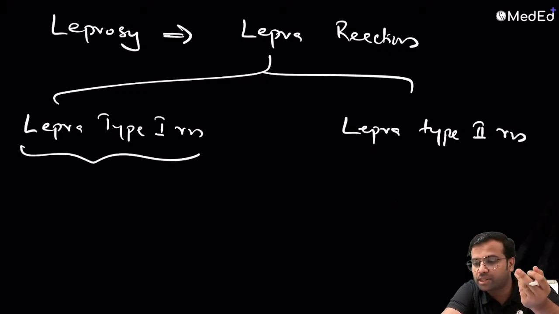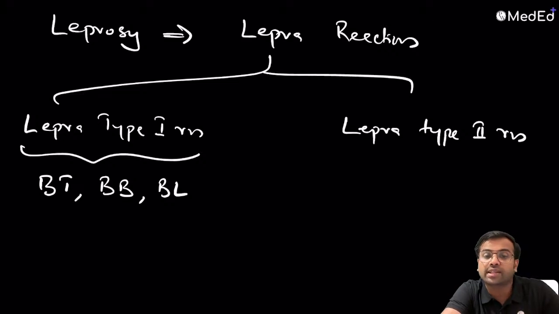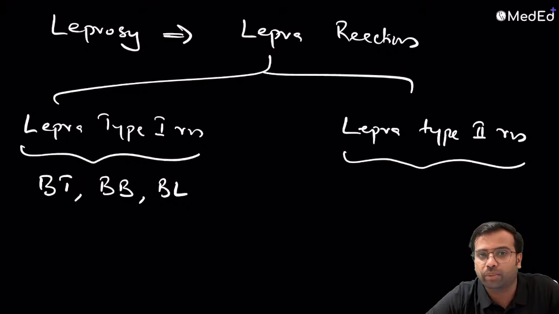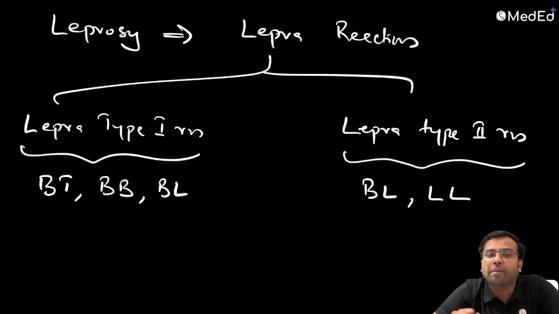How many borderline leprosy types do we know? Borderline tuberculoid, borderline lepromatous. Whereas lepra type 2 reaction can be seen in all the lepromatous types of leprosy. How many lepromatous types of leprosy are there? Borderline lepromatous and lepromatous leprosy. What is happening in a lepra type 1 or type 2 reaction? In type 1, the existing skin lesions are inflamed. Along with inflammation of the existing skin lesion, there would also be involvement of the nerves.